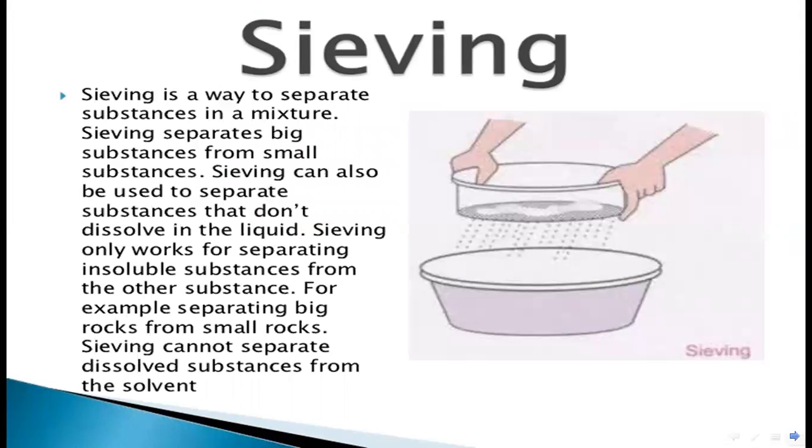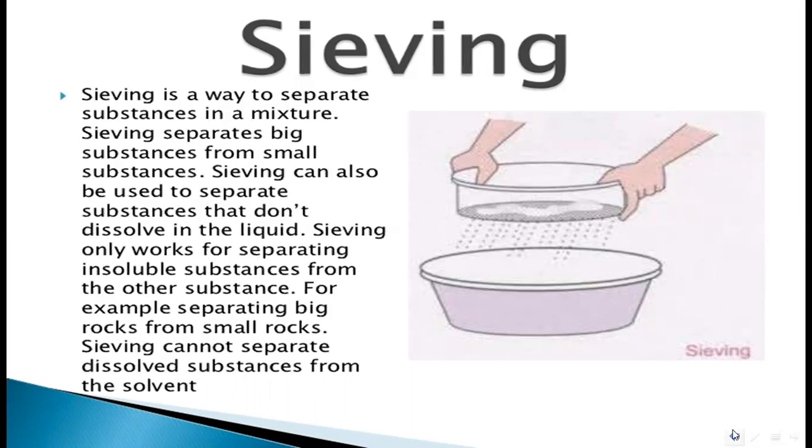The next process is sieving. Sieving is a way to separate substances in a mixture. Sieving separates big substances from small substances. Sieving can also be used to separate substances that do not dissolve in the liquid. Sieving only works for separating insoluble substances from the other substance. For example, separating big rocks from small rocks.